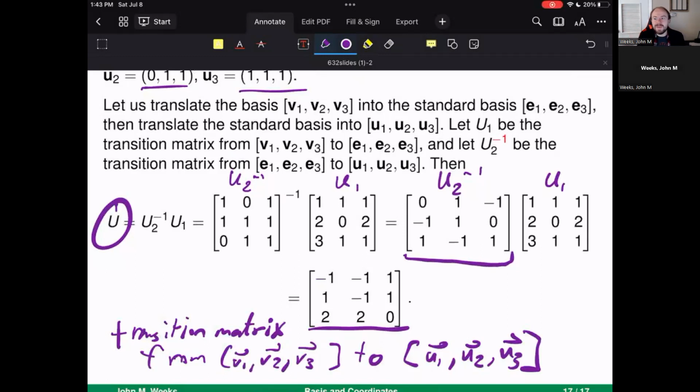So we've talked a lot about how we can do change of basis, starting from Rn and now working in any abstract vector space. But that'll do it for me today.